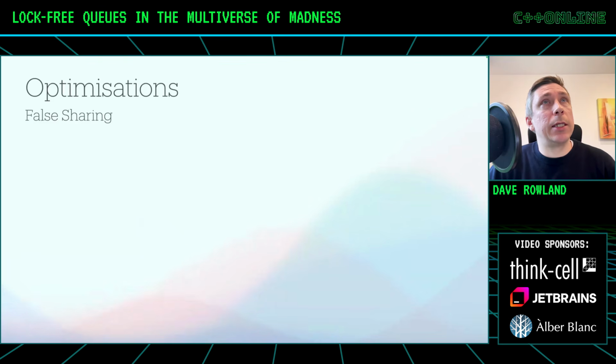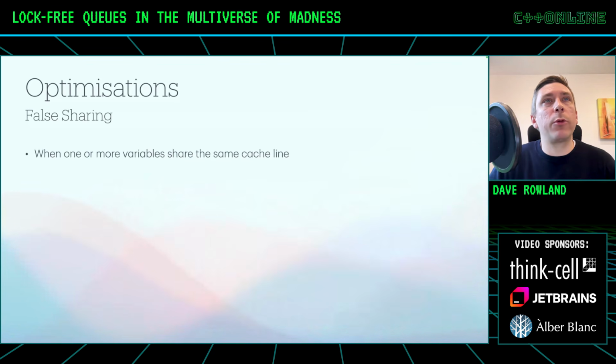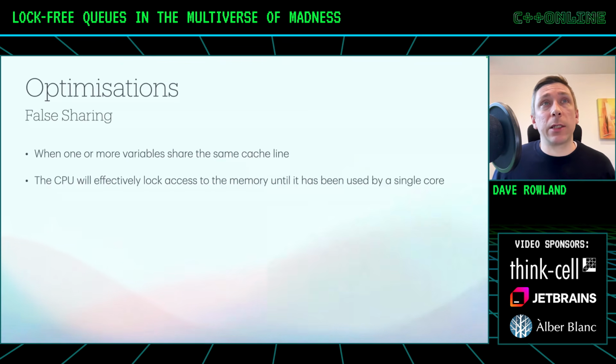Well, remember I said release stores work a bit like a write lock on the cache line. And this sort of leads to the problem of false sharing. So when one or more variables share the same cache line, the CPU effectively has to lock access to that memory until it has been used by a single core.